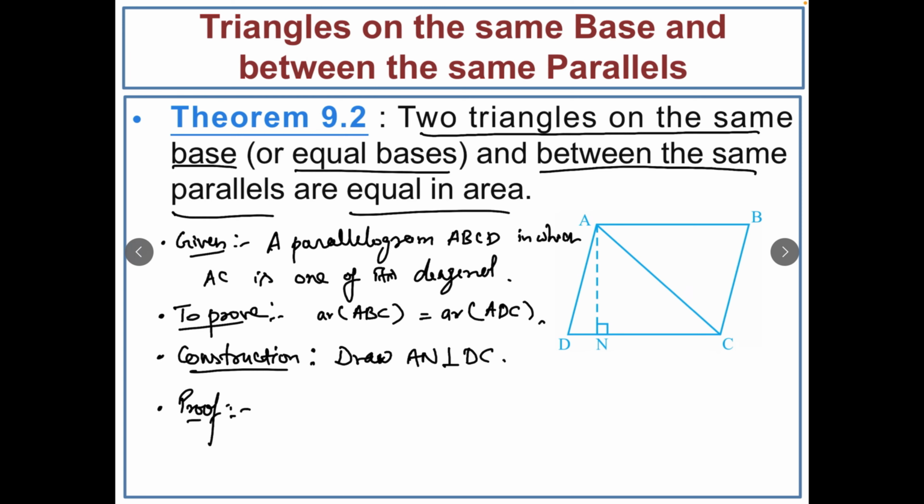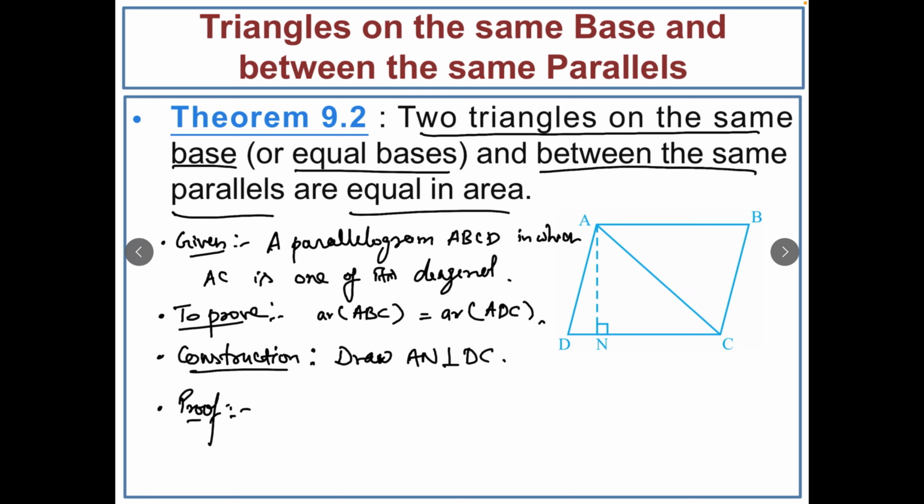Hence, if these two triangles are congruent, then the areas have to be equal. That is, area of triangle ABC is equal to the area of triangle ADC, and this is what we were asked to prove. So we have proved that the two triangles ABC and ADC are equal in area. Here we have the case where the bases are equal. These two triangles, ADC and ABC, are lying between the same parallels, AB and DC, but they are not on the same base, they are on equal bases.